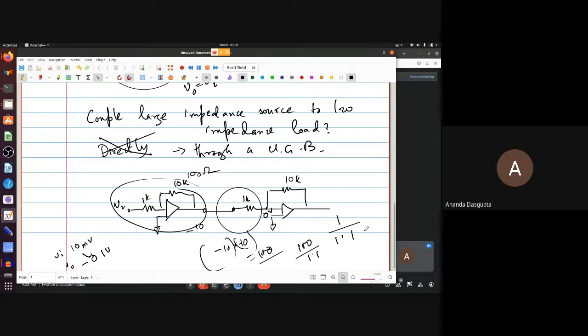So in an actual calculation, you would not really connect an integrator directly to another integrator. You would connect an integrator to another integrator through a buffer. You will put a buffer in between just to isolate the effects of one stage from the other. Does that answer the question?